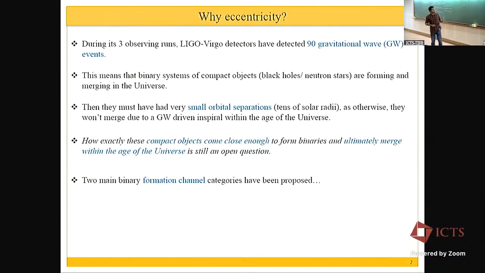So how exactly these compact objects come close enough to form binaries and then ultimately merge within the age of the universe is still an open question. So basically, two main binary formation channel categories have been proposed.